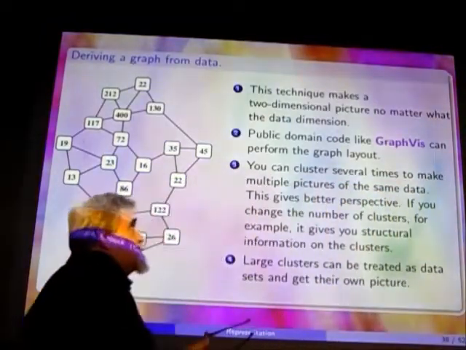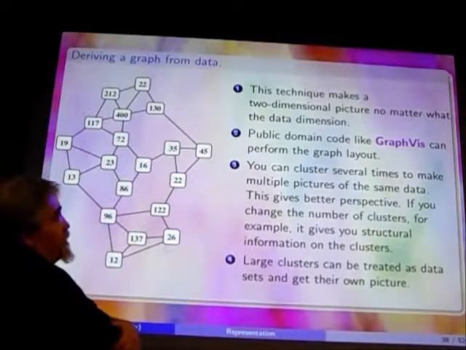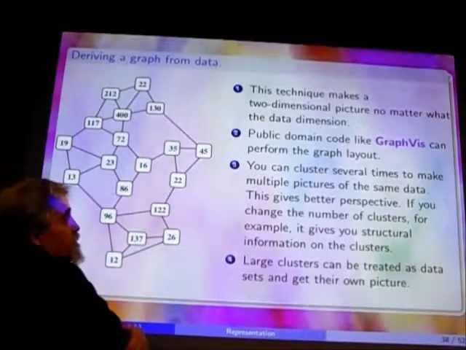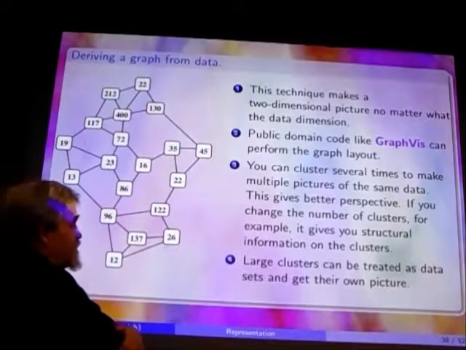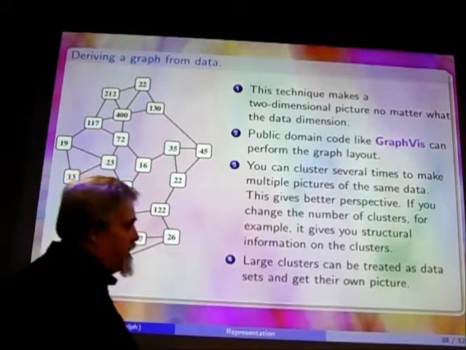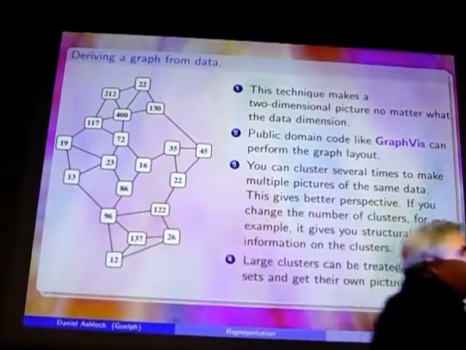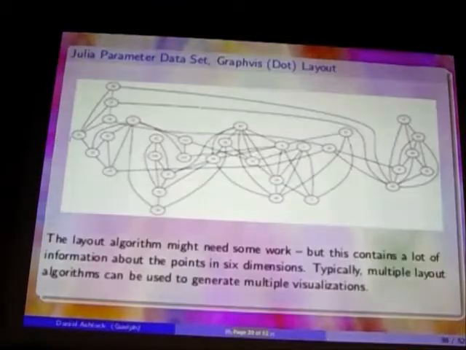Public domain code like dot inside of GraphViz can perform the graph layout. You can cluster several times to make multiple pictures of the same data, which gives you better perspective. And if you change the number of clusters, for example, it gives you structural information on the clusters. And then large clusters, like that 400 up there, you can simply pull them out and then redo the whole process to get a zoomed-in picture of what's going on there. So this is a nice way of doing hierarchical visualization.